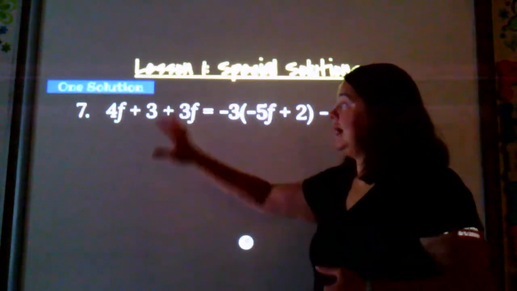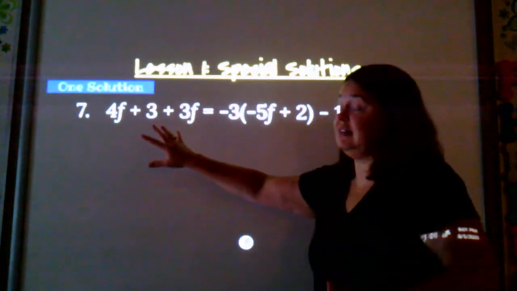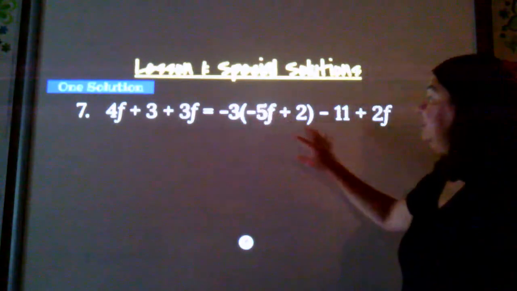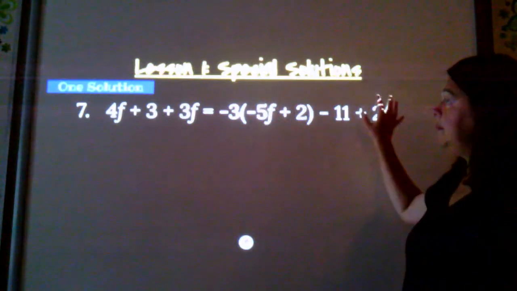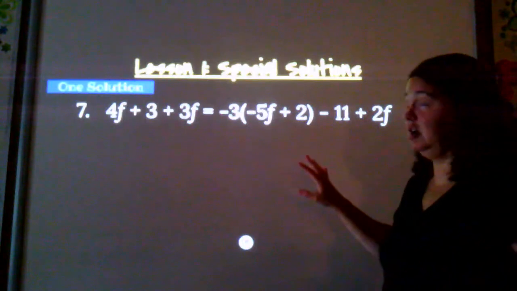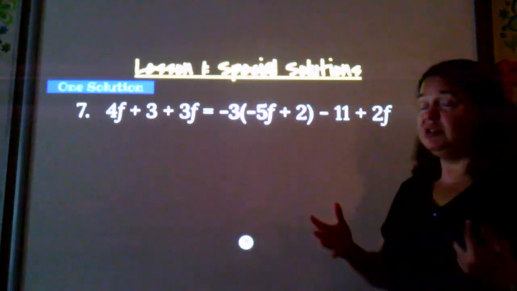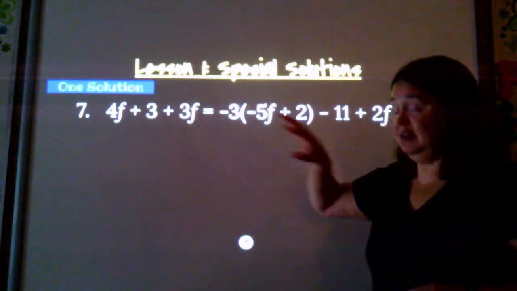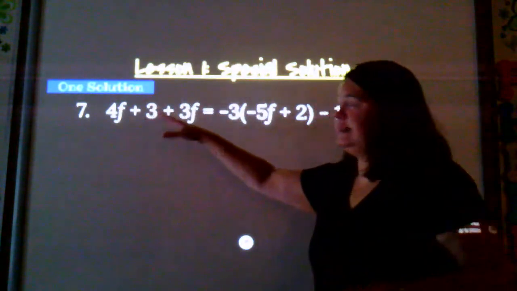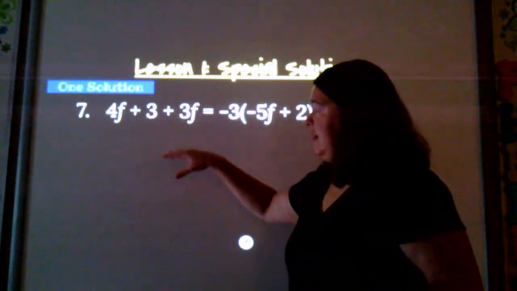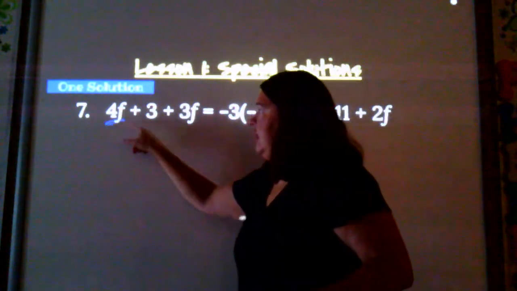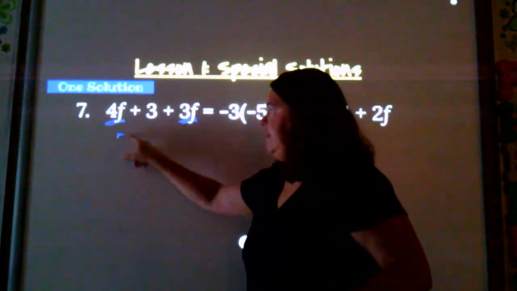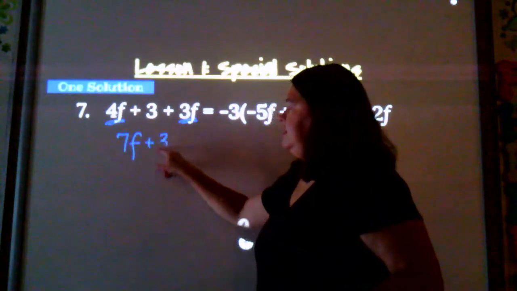I'm going to do combine like terms over here because that's something that I can do. And then over here, I'm going to do the distributive property, but I'm going to have to combine like terms later. So I'm still going to have to do this in kind of 2 steps. So I could wait and combine like terms for this guy later, but I still would have to write all this out. I'm just going to go ahead and combine. So 4f plus 3f is 7f. And then there's a plus 3.